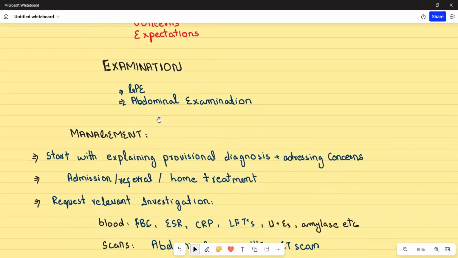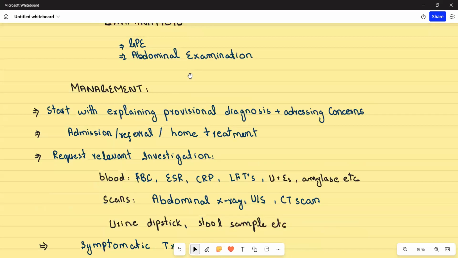So in examination, you're going to do GPE and abdominal examination. Depending upon the station, you will either be asked to perform the examination or you will be given the examination findings just by verbalizing it. Okay, then we'll proceed to the management. So first of all, I'm going to discuss the general management of a patient who is presenting with abdominal pain, and then I'm going to discuss 2 specific examples as well.